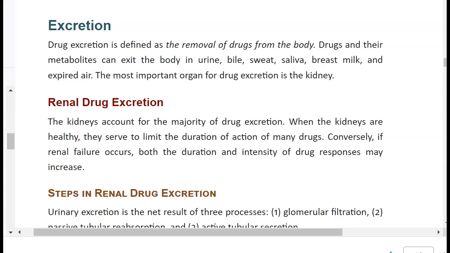Renal drug excretion, again, we talk about the kidneys. When they're healthy, they serve to limit the duration of action of many drugs. But when you have unhealthy kidneys, with renal failure or chronic kidney disease occurring, both the duration and the intensity of drug responses may increase. Oftentimes if they have kidney disease, you don't give the drug as often because it tends to stay around in the system longer. They are slower to excrete the drug.